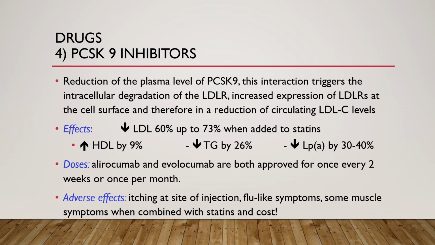Okay, that increases expression of the LDL receptors at the cell surface and therefore reduces circulating LDL cholesterol levels. What does it mean? It means that PCSK9 by itself destroys the LDL receptors inside the cell. So when you inhibit PCSK9, you increase the expression of the LDL receptors at the cell surface, thereby increasing the uptake of the LDL cholesterol from the plasma, decreasing its amount.